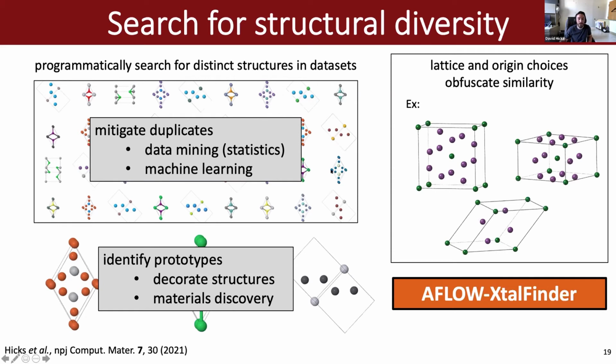But since we're working with crystals, it's a little bit difficult because there are different lattice and origin choices. And so this can obfuscate similarity. So for example, if you see these three structures here, they're actually the same crystallographic structure, so the same bulk structure, but just in different representations. And so this can make comparing structures by hand very difficult. So we wanted to have a routine that can do this. And so this is where AFLOW-XtalFinder comes into play.